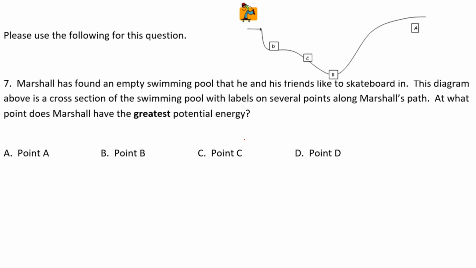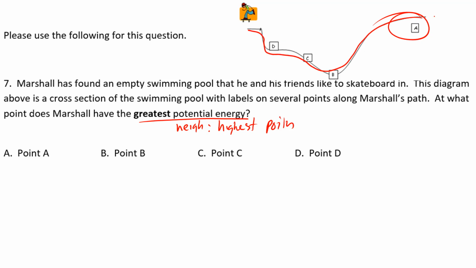Next one. Marshall has found an empty swimming pool that he's trying to skateboard in. The diagram above is a cross section of the swimming pool. It has different labels on several points along Marshall's path. At what point does Marshall have the greatest potential energy? So what you're looking for is the highest point, and that is going to be right here. Marshall would have gone all over here and ended right there. This is going to be the highest, so that's going to be A.